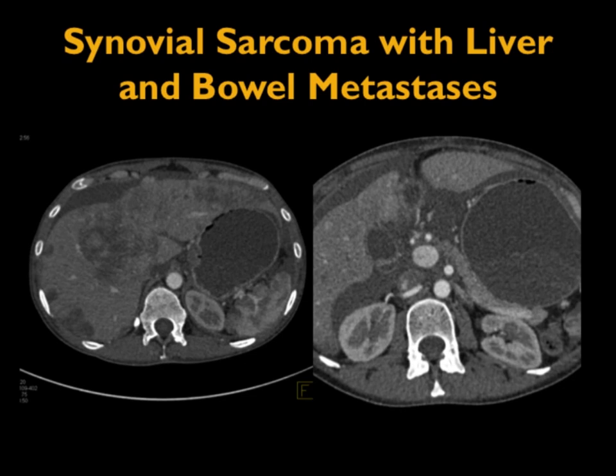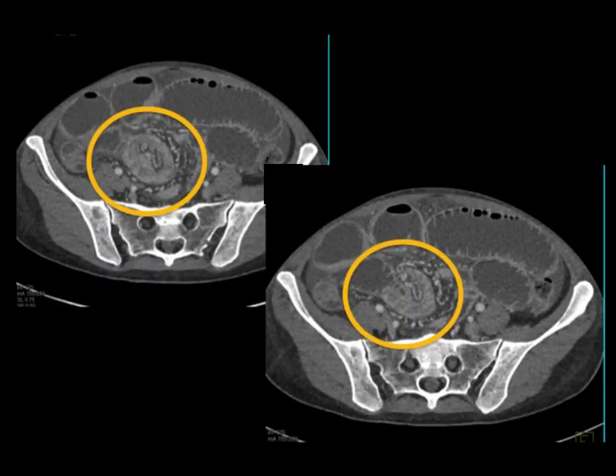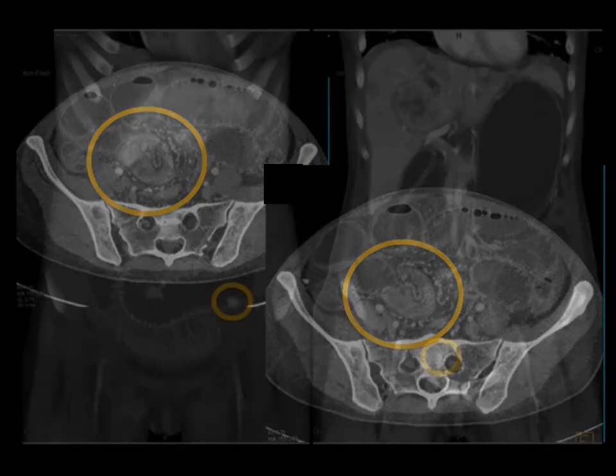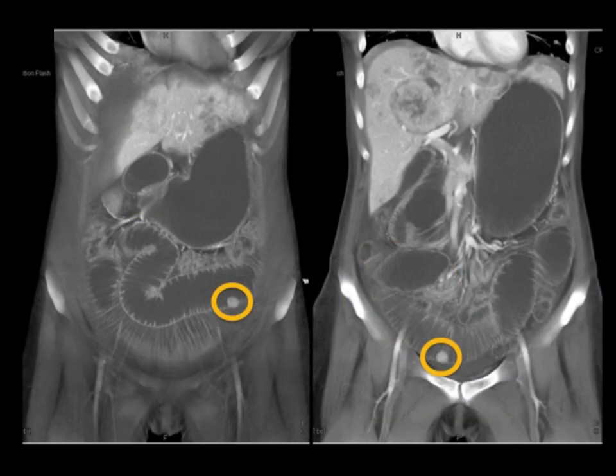So a couple of examples. Here's a synovial sarcoma, widespread liver metastasis, ascites, abdominal pain. Look at the distended small bowel, but then look carefully. The patient has an intussusception in the right lower quadrant. You see that classic appearance? That's a classic appearance for intussusception, and you can see the proximal dilated bowel.